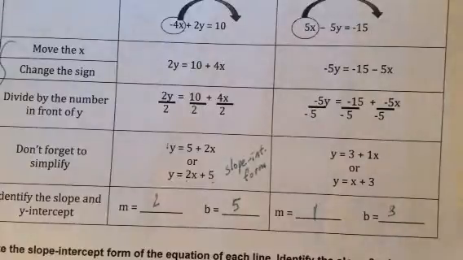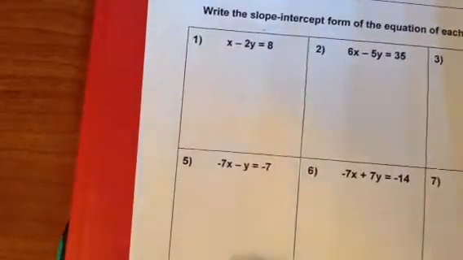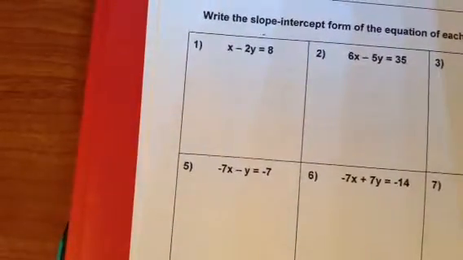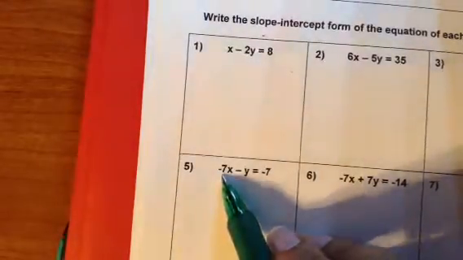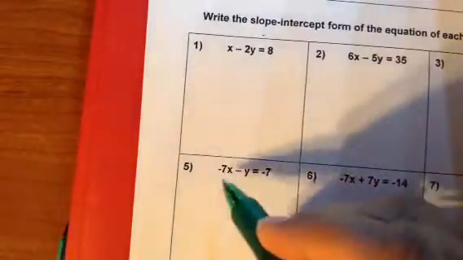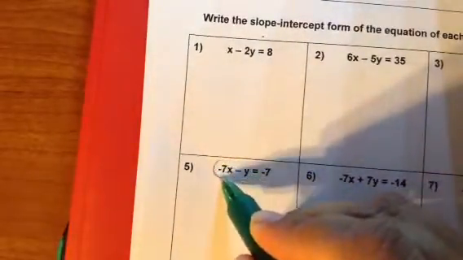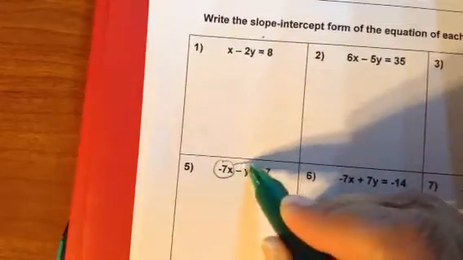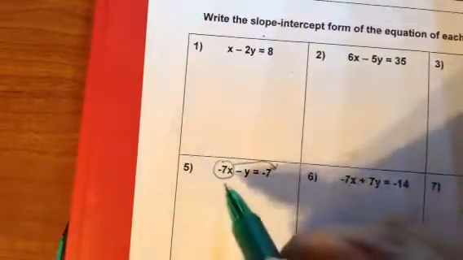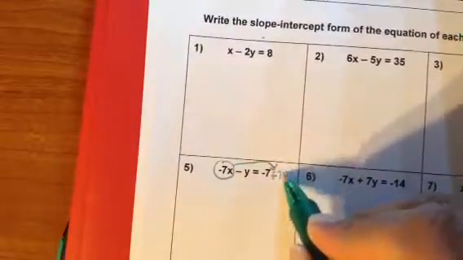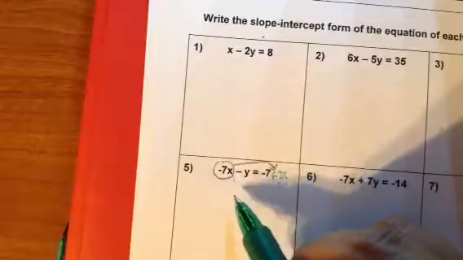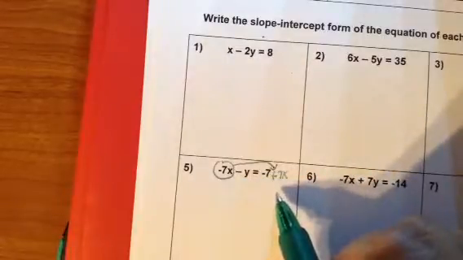So let's take a look at number 5. And for those of you who write big, you probably want to write a little bit small on this. Okay, same concept. We're going to take this x and we're going to move it. So we're going to circle the negative 7x and we're going to move it to the other side. Negative 7x becomes positive 7x. So it was negative 7x. Now it becomes positive 7x.